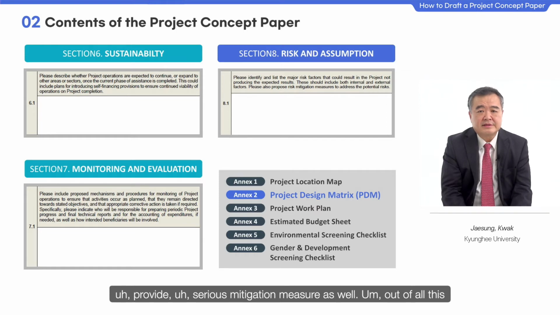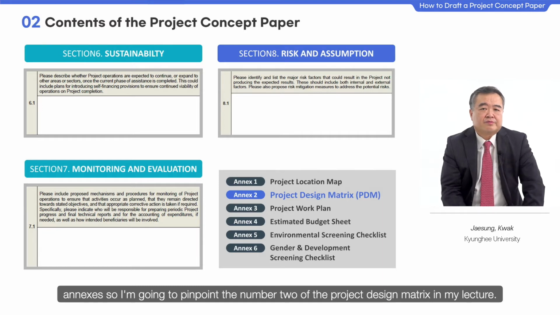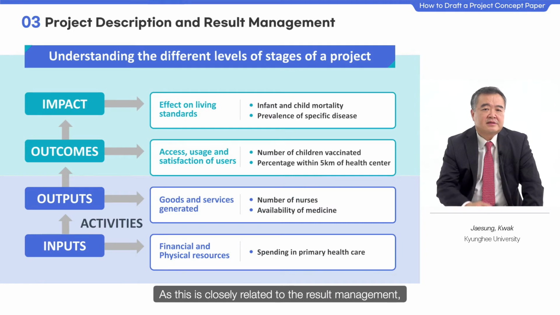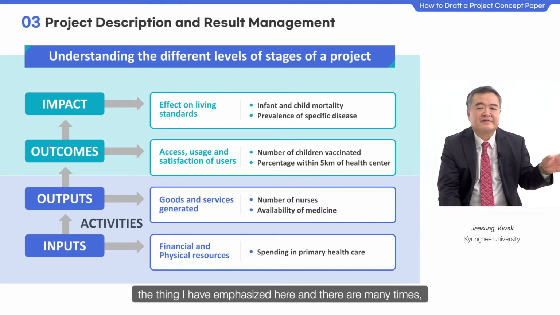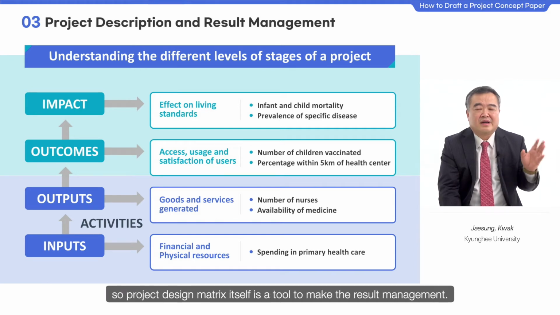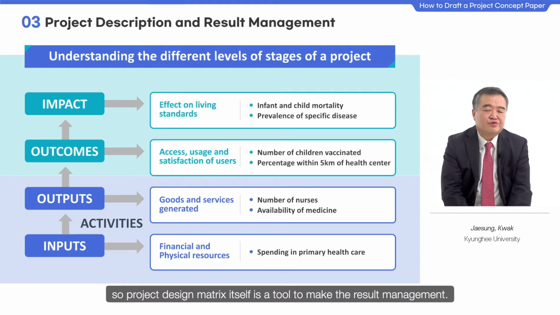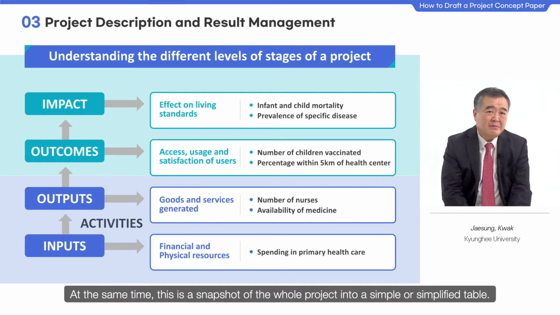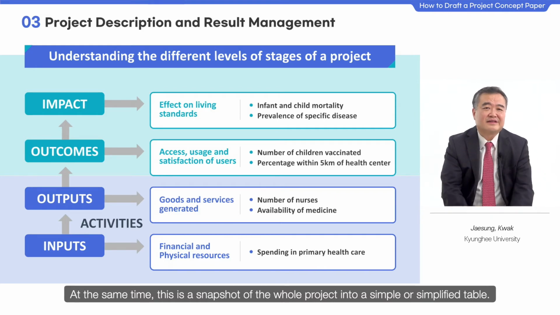Out of all these annexes, I'm going to pinpoint number 2, the project design matrix, in my lecture, as this is closely related to the result management, the thing I have emphasized here and there many times. So the project design matrix itself is a tool to make the result management. At the same time, this is a snapshot of the whole project into a simple or simplified table.